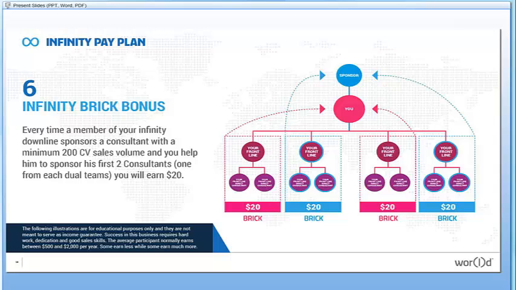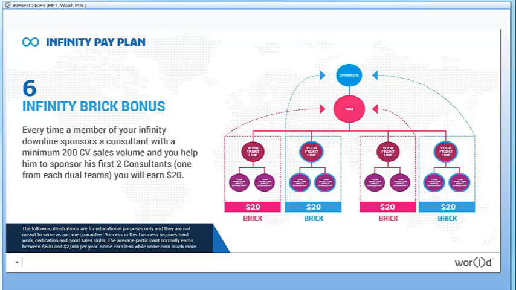Okay, Infinity Brick Bonus. Again, this is another $20. This $20 is separate from the $20 I just spoke about earlier. How do you create a brick? Very important: you need to come in on the master level, and now you go out there and sponsor your first person. So you sponsored Eric. We'd like Eric to go out there and sponsor 2 people immediately, one on his left, one on his right. So now Eric has created a brick bonus.